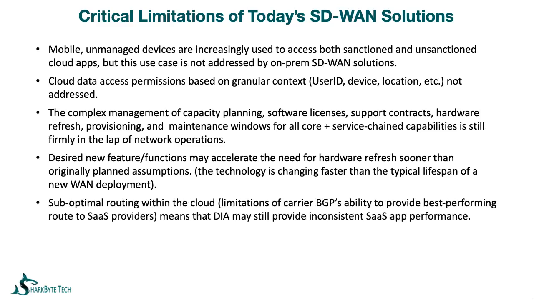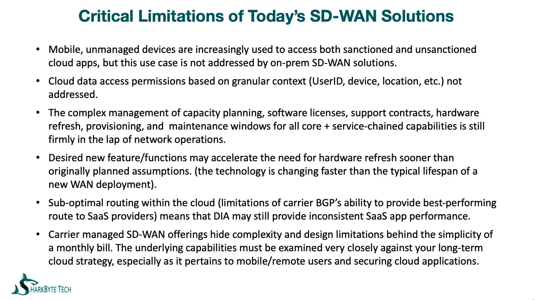Even though you have direct internet access, you could still be dealing with suboptimal routing within the cloud. That's a limitation of your ISP, their BGP routing, and their ability to provide the best performing route to SaaS providers. So direct internet access may still provide inconsistent SaaS app performance.